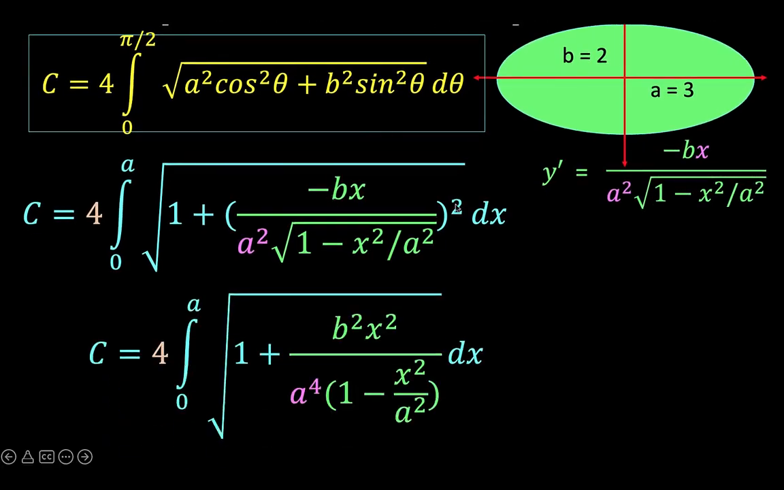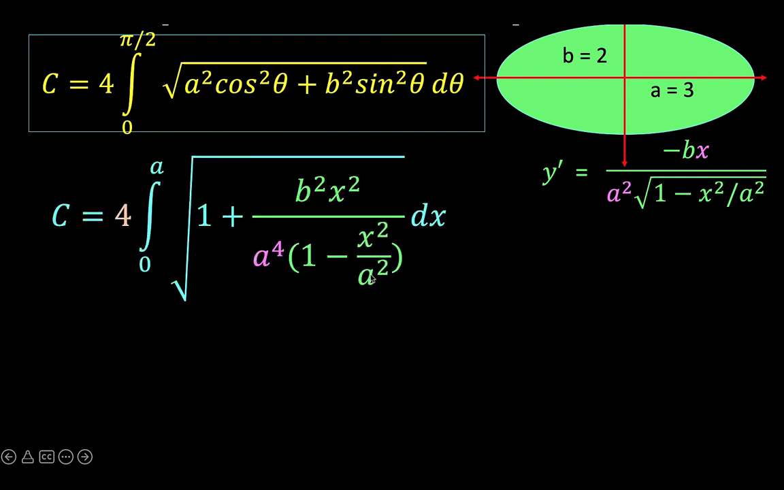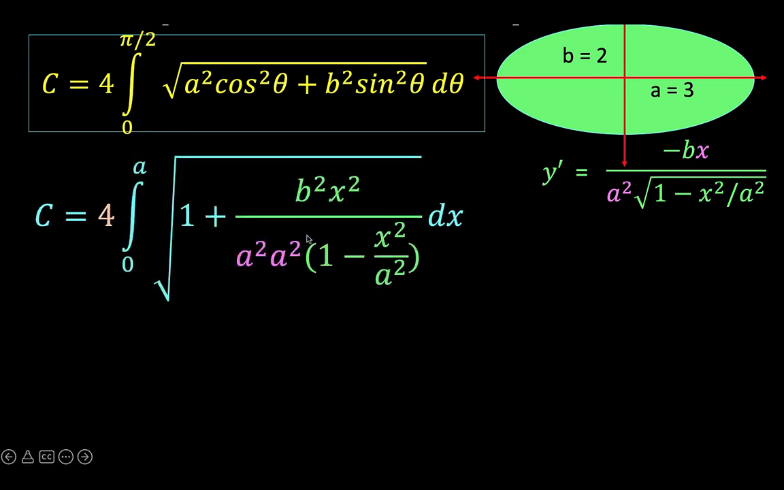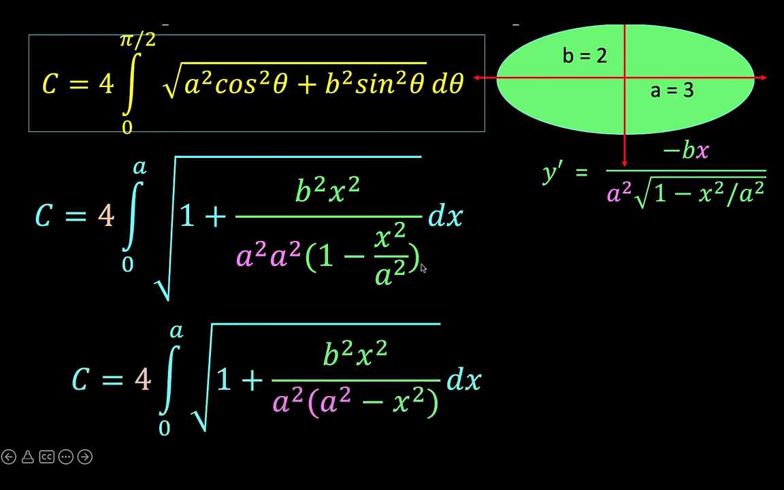Negative b squared is positive b squared, x squared is x squared. Then a squared squared is a to the 4th, and then the square root and this exponent 2 will cancel each other out, so we have 1 minus x squared over a squared. All the rest are copied. You have here a squared in the denominator. We can split this a to the 4th into a squared times a squared, and distribute one of the a squareds to arrive at this simplified form.